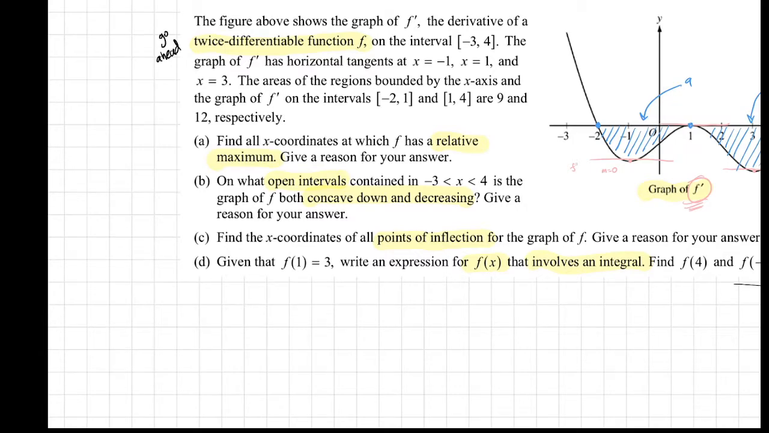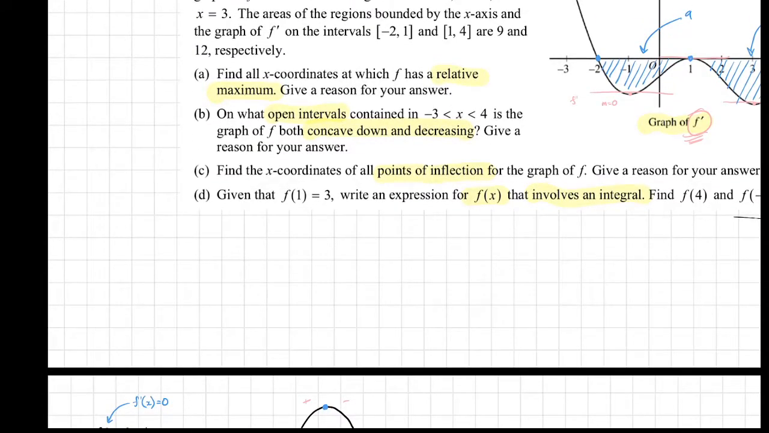So B: on what open intervals contained in these bounds, as shown in the graph, is f, not f prime, both concave down and decreasing? Concavity relates to the second derivative, and decreasing relates to the first derivative. Apologies.